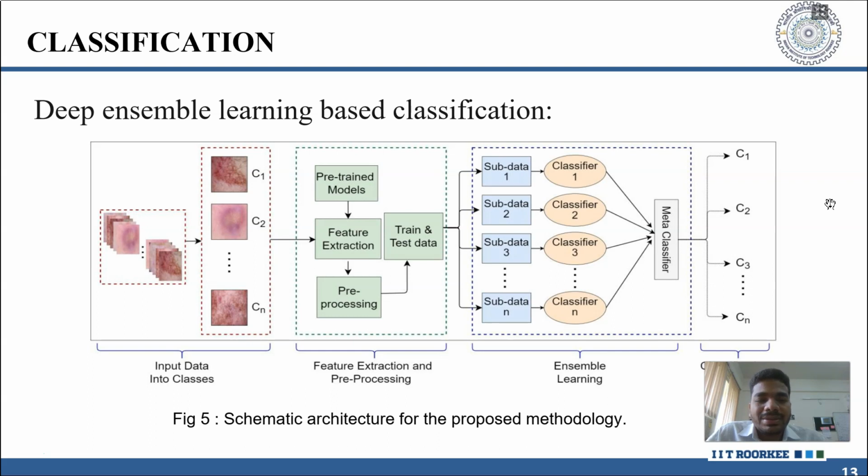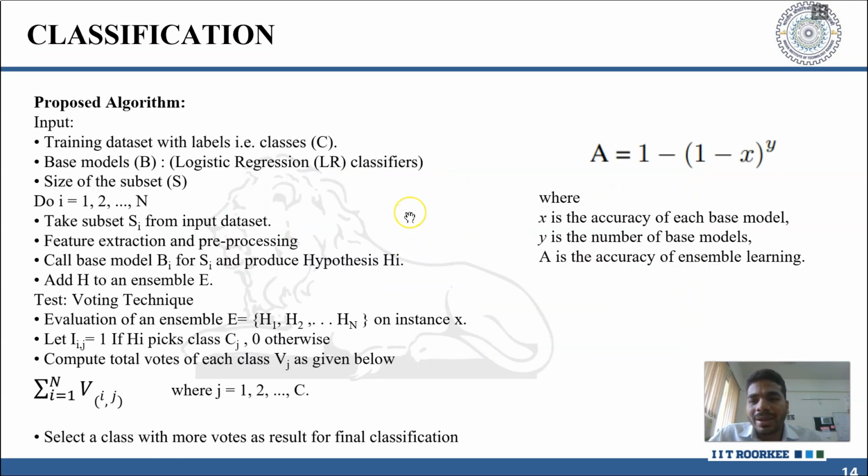So finally it is called a meta classifier. Finally we will predict the results, that is called the classification results. So this is the proposed algorithm, how the proposed methodology works. The proposed algorithm here, these are the steps. As we have seen so far in the discussion, it is given in the algorithm.